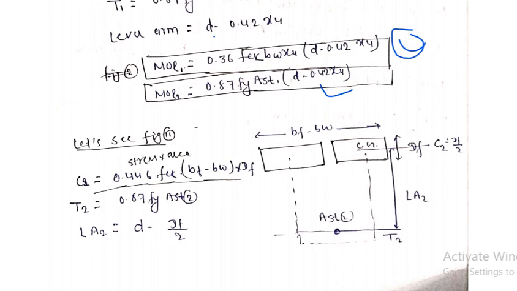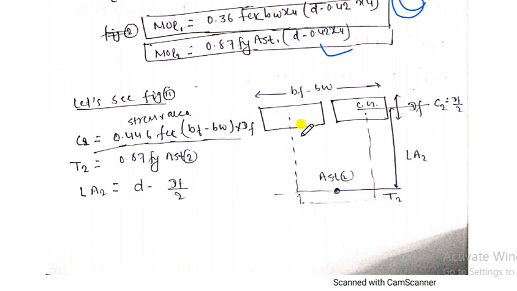Now we need to see figure 2. Up to here we have just analyzed figure 1 only, as it is the combination of two figures, that is flanged and web. So we have to analyze both sections. Considering the two figures, this one is the web, and in the middle of this one is the flange, and in the middle of this one is the web. We have already calculated for the web, so here we will just calculate for the flange.